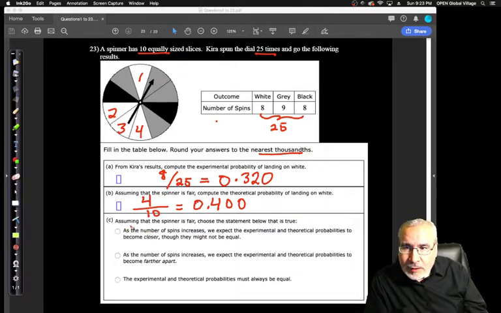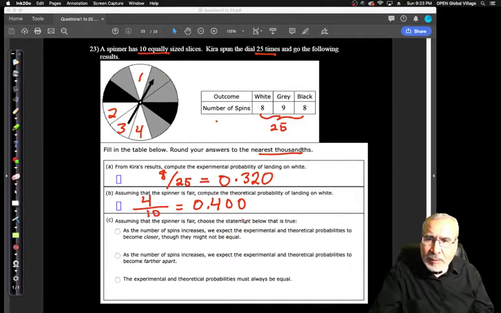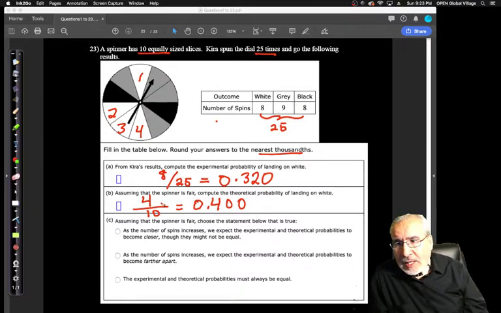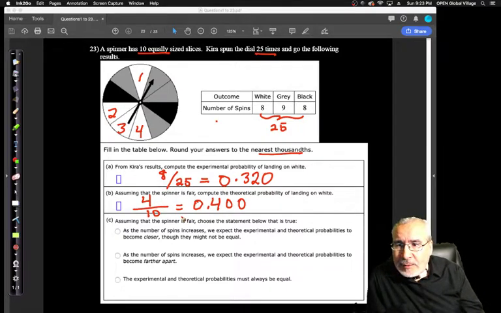And what happens over the long run? So it says, assuming the spinner is fair, choose a statement below that is true. As the number of spins increases, we expect experimental and theoretical probabilities to become closer, though they might not be equal. It would be possible to do this 10 times and have 4 of them be white, or do it 100 times and have 40 of them be white. But it's also going to be possible that you don't exactly get that. You get 39 out of 100 or something like that. But yes, we should expect the experimental probability to get closer to the theoretical, assuming it's fair.